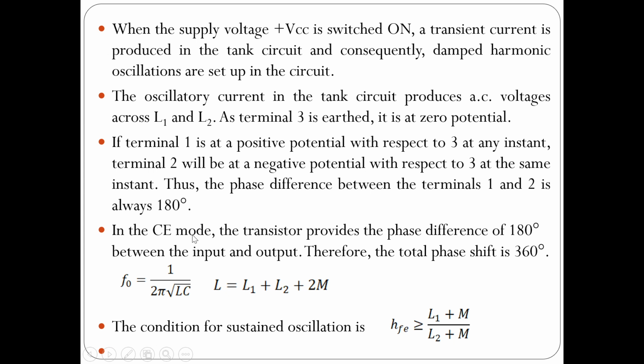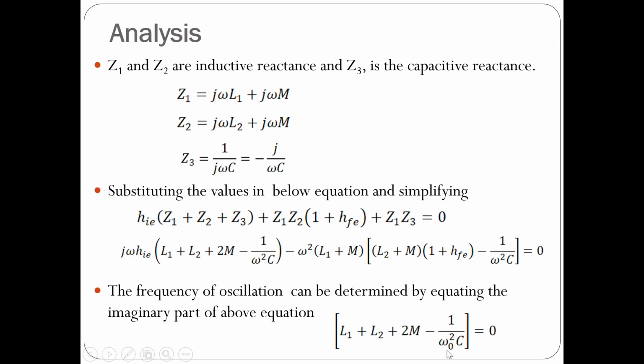The common emitter mode of the transistor provides a phase shift of 180 degrees between the input and output. Therefore, the total phase shift is 360 degrees. So F0 is equal to 1 divided by 2 pi root of LC, where L is equal to L1 plus L2 plus 2M. So the condition for sustained oscillation is hFE greater than or equal to (L1 plus M) divided by (L2 plus M).